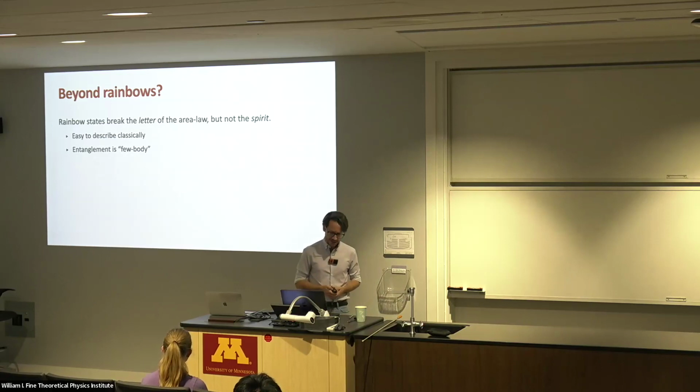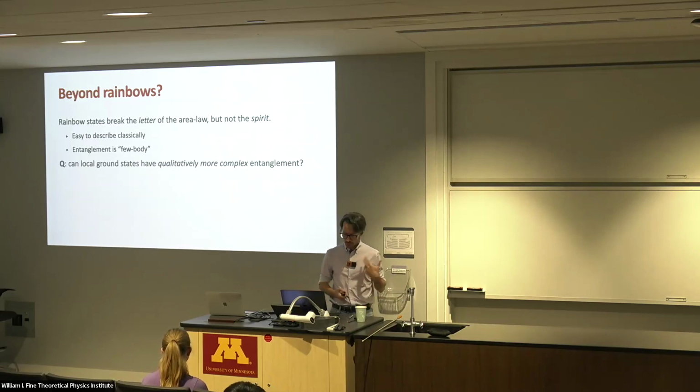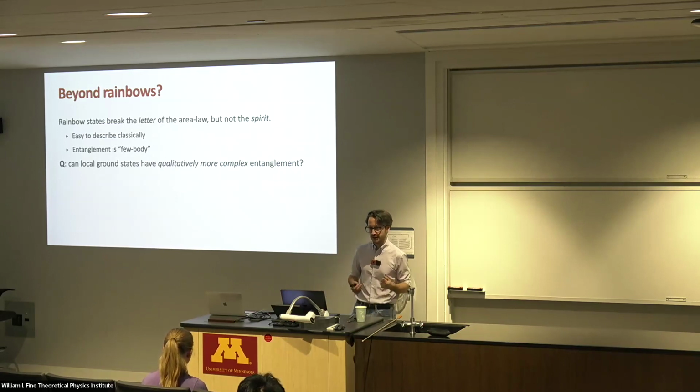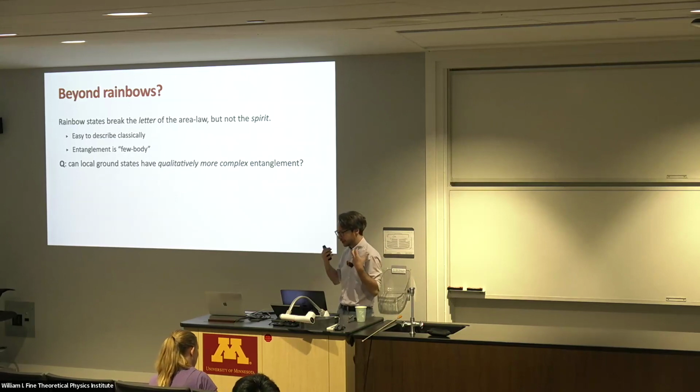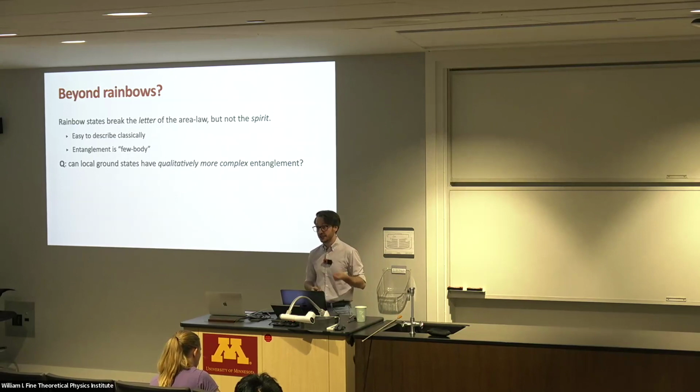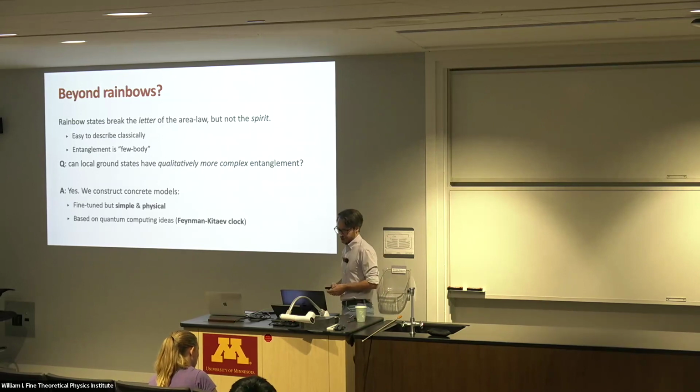And so we can ask, is it possible to have local ground states that have qualitatively more complex structures of entanglement? Not just an extensive amount, but really a kind of complex structure of many body entanglement that is more reminiscent of a highly excited state that is really complex, for example, to describe classically. Is it possible? So we answer this question affirmatively.